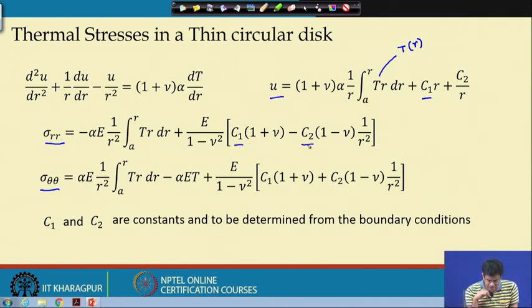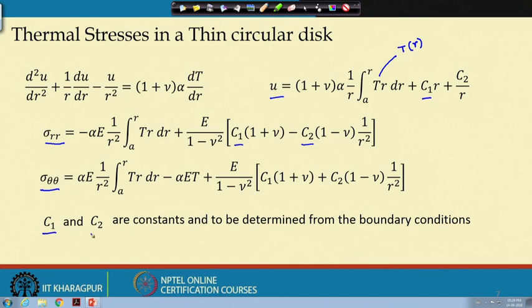Now, this C1 and C2 we have to find out from appropriate boundary conditions. Based on certain boundary conditions we can find C1 and C2. For instance, if the disk is solid, then there is one boundary condition, and if there is a disk with a hole, that is r equals a, there are some stresses, and at r equals b, the outer radius of the disk, there are certain boundary conditions. If we substitute those boundary conditions, then we can get the appropriate C1 and C2 values.